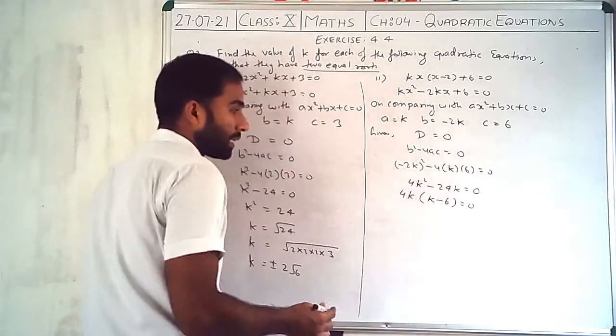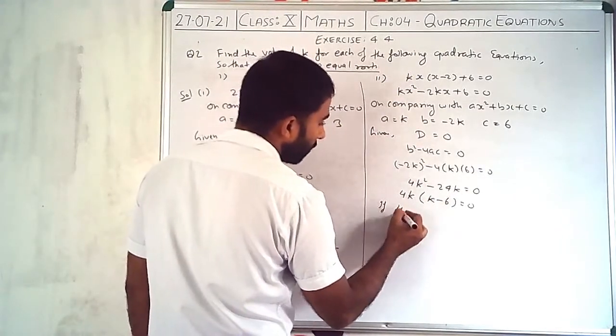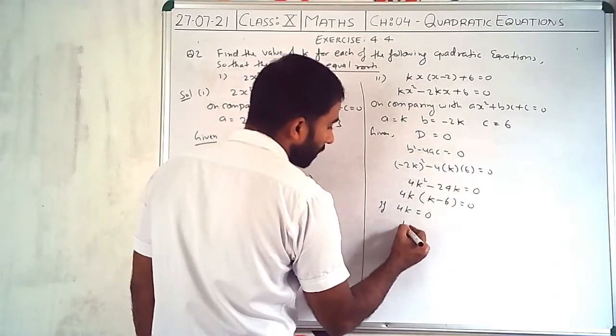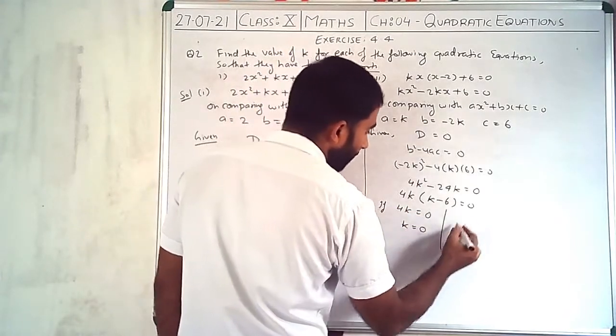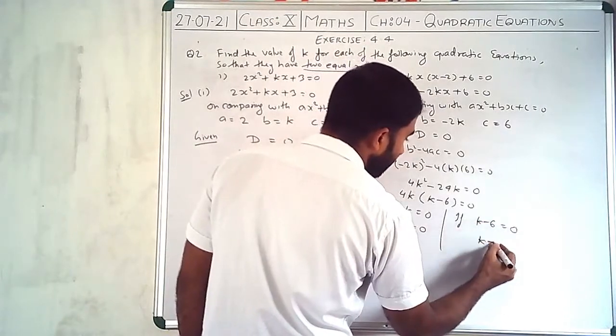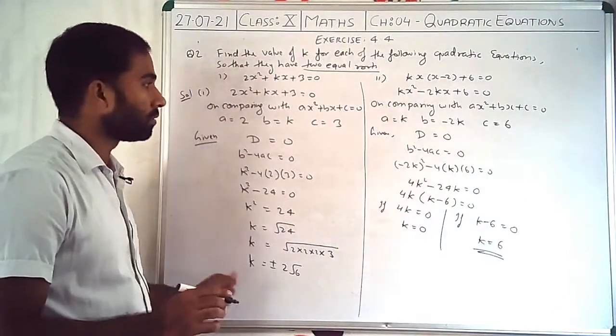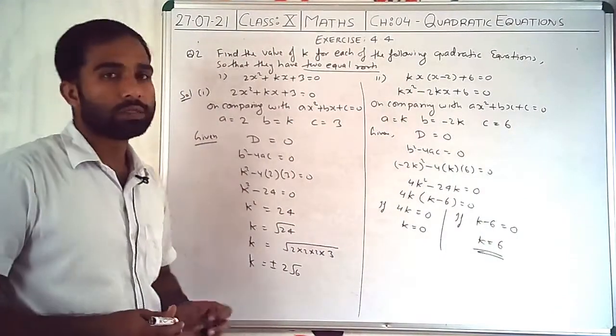Equate both the factors with 0. If 4k is equal to 0, then k is equal to 0. If k minus 6 is equal to 0, then k is equal to 6. I hope all of you have understood clearly how we can solve this problem.